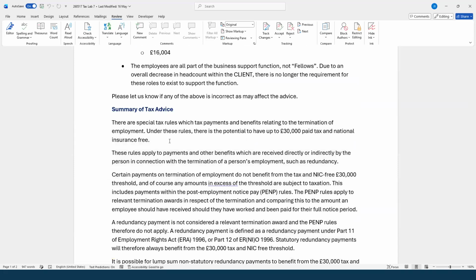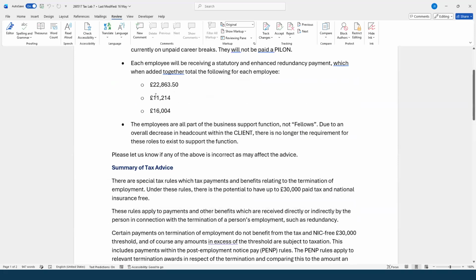All the client cared about was whether or not those payments up here needed to be subject to pay as you earn through the payroll, whether they need to be subject to national insurance through the payroll, and at what rate. That is literally all the client cares about here. They don't care about anything else.